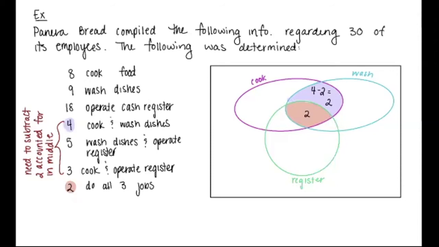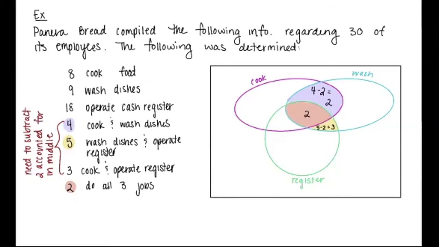Okay. Then if we move on to the overlap between dishes and the register, that would be right here. From 5, we've got to take away the 2. There are 3 people that only wash dishes and do the register, but not cook. Okay.